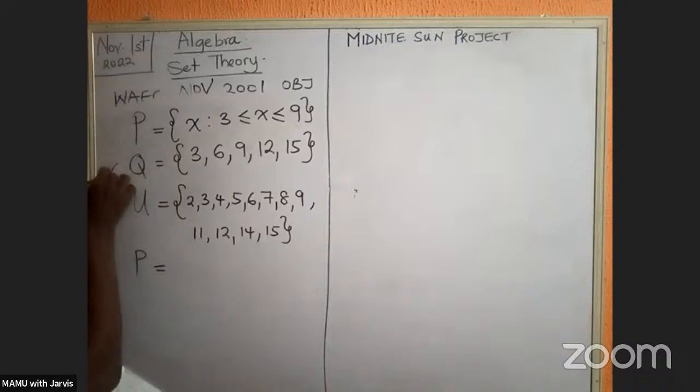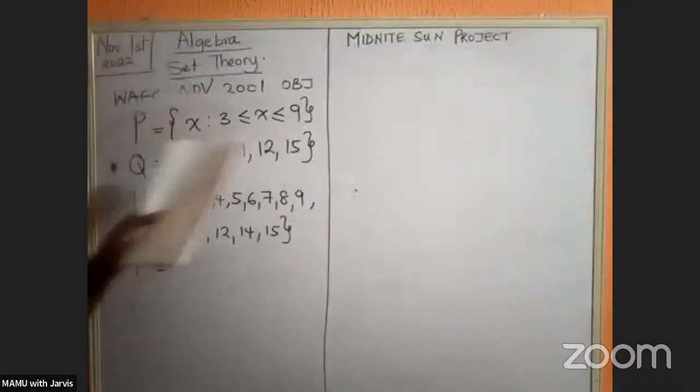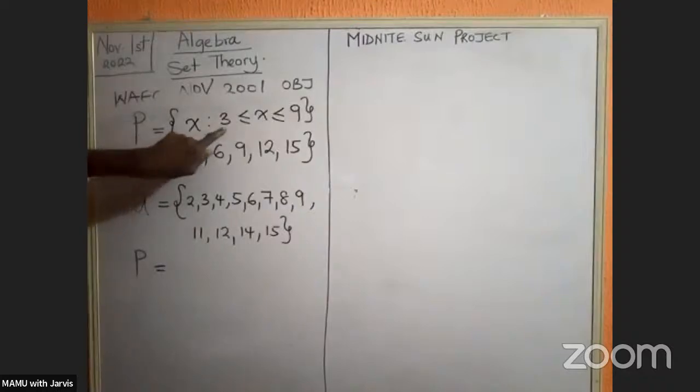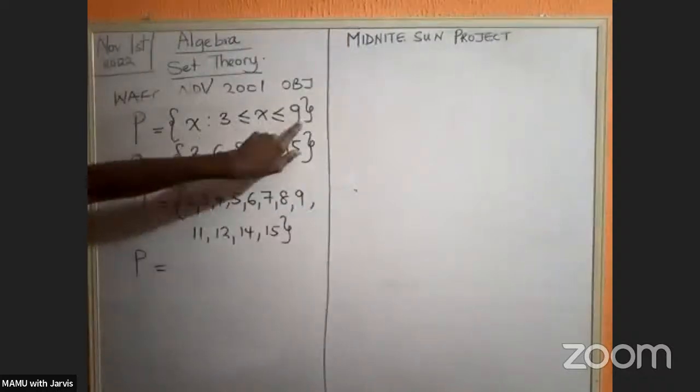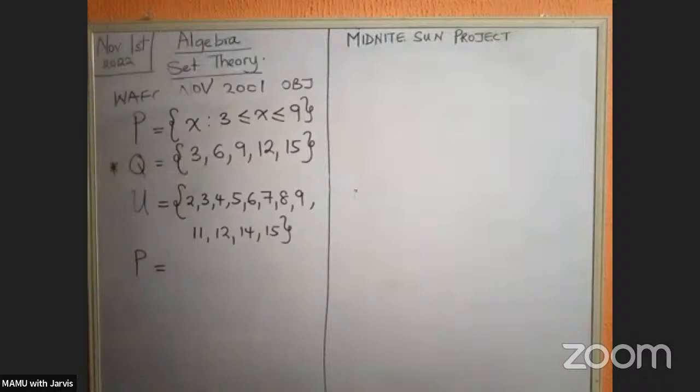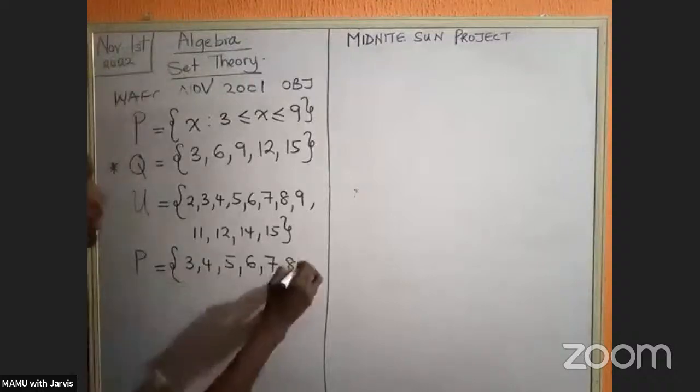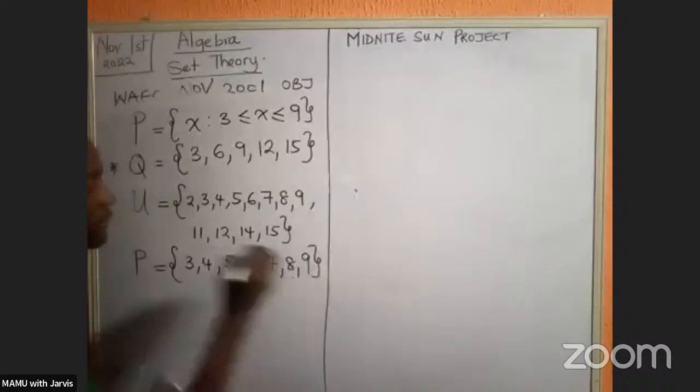Because I already have taken care of Q. Q is given to us straight. Now, what is P? Look at this carefully. P will be all elements that are between 3 and 9, with 3 and 9 what? Inclusive. So I'm going to have 3, 4, 5, 6, 7, 8, and 9, right?